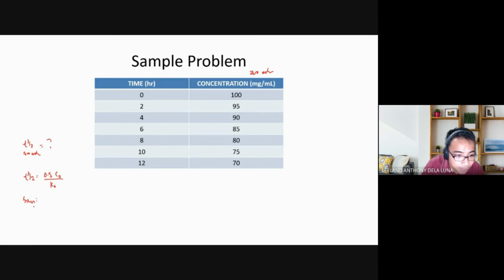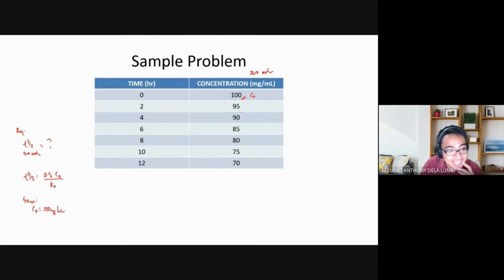Given here would be, I have C sub 0, correct? So this is what's required. So I have C sub 0. What's my C sub 0? 100 milligram per ml. This is my C sub 0, or my initial plasma concentration, or my plasma concentration at time 0. Okay? What am I lacking to compute for half-life?